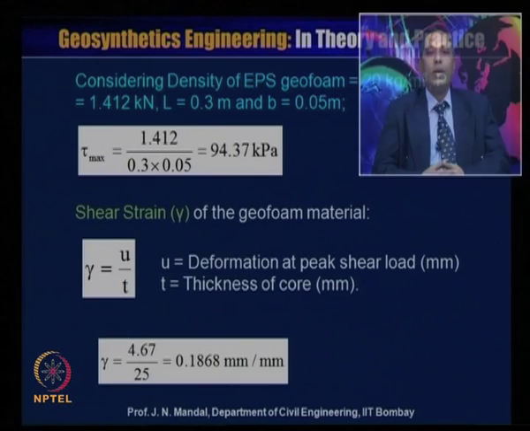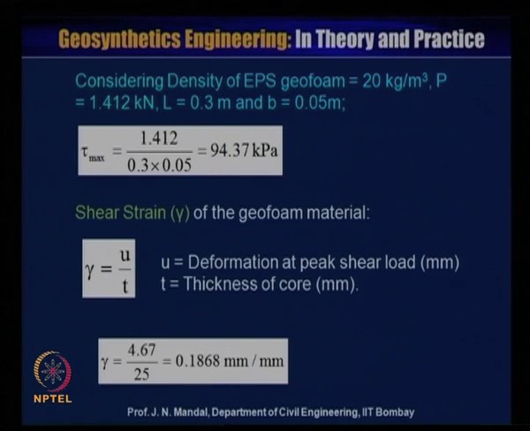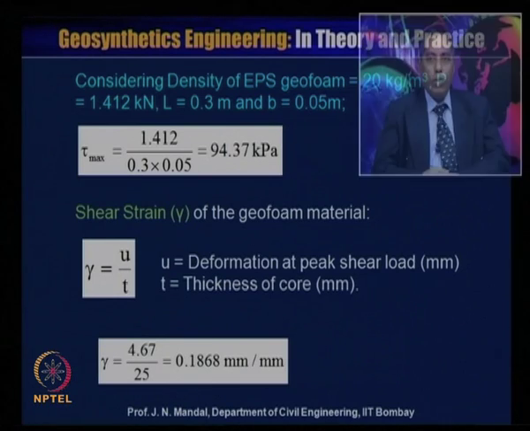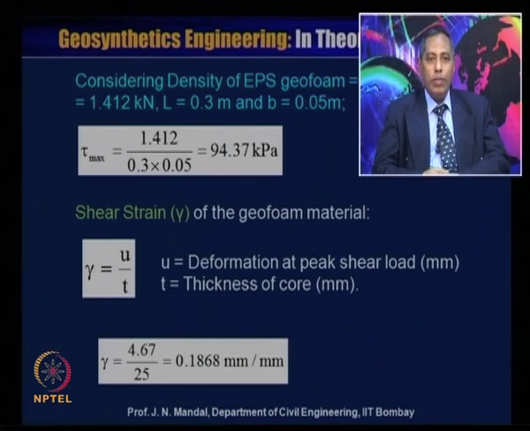Now, considering the density of the EPS geofoam 20 kg per meter cube. We have only shown it for one density; similarly, we can calculate for the other densities also. So, for 20 kg per meter cube of density, the P value is 1.412 kilonewton, L is 0.3 meter, and B is 0.05 meter. So, tau max will be equal to 1.412 divided by 0.3 into 0.05, which gives 94.37 kilopascal.